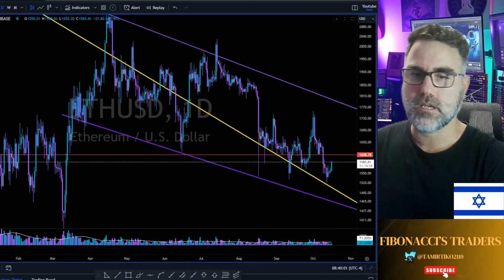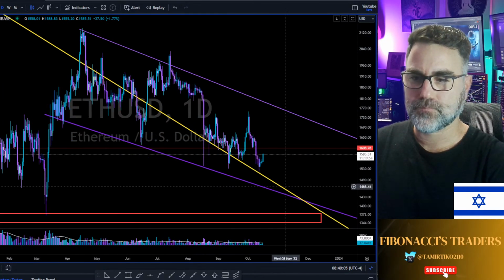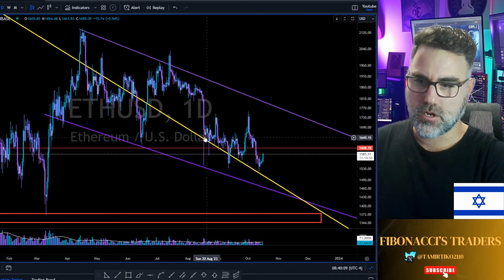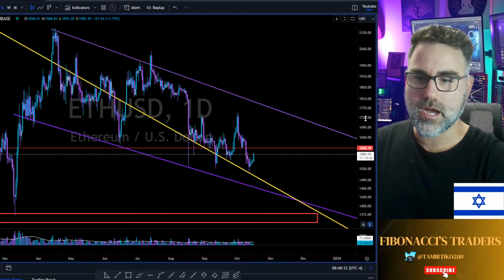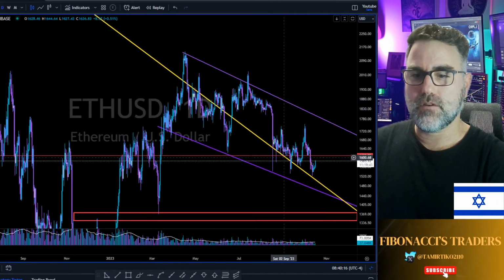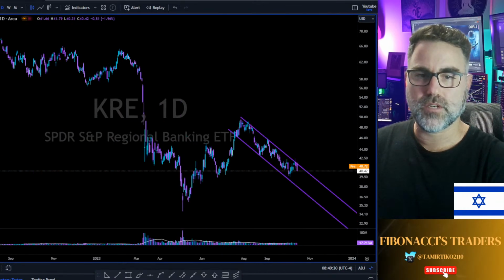But the overall trend on Bitcoin and Ethereum and most of the cryptos, we are heading south. We have this major downtrend purple channel. We have this yellow trend line, lower lows, lower highs, and we have the 1600 very tough resistance area. KRE, downtrend until proven otherwise.